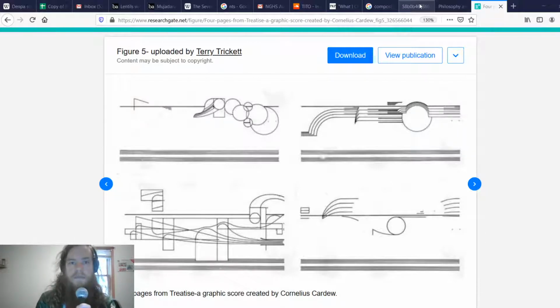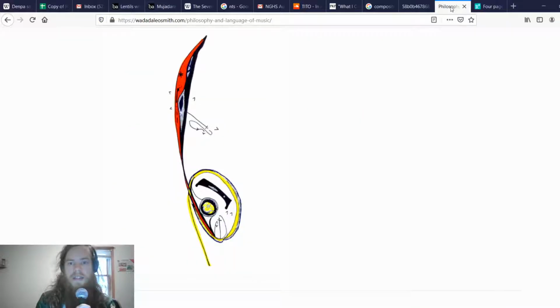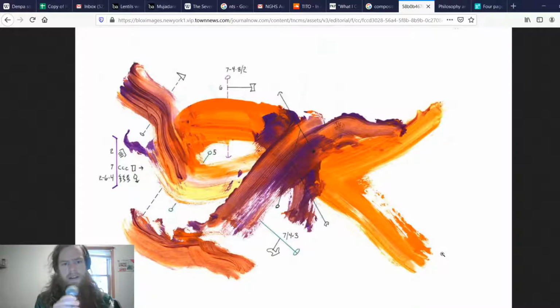Don't let that discourage you from experimenting with these things, but just a thing to know. I'm going to skip here to the next one. Actually, you know what? Let's do this other one first. This is a score by Anthony Braxton, who is a free jazz musician and a composer and a visual artist.